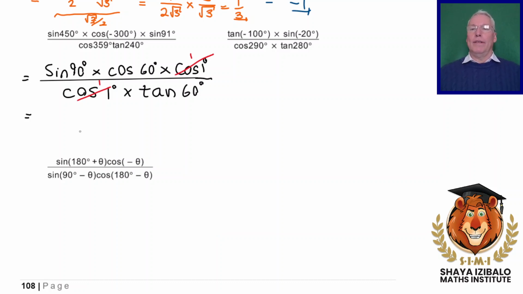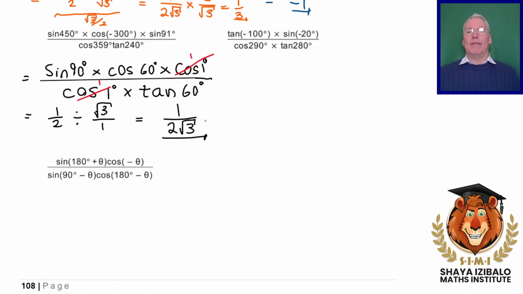Now let's take a look. Cos 60 is a half. And we're going to divide by tan 60. Now tan 60 is actually the square root of 3 over 1. When we tip and multiply, we're going to get 1 over 2 root 3. Okay, and we can leave our answer like that.